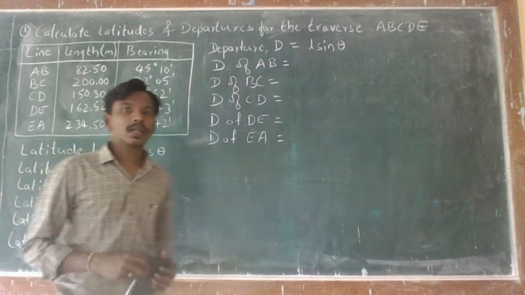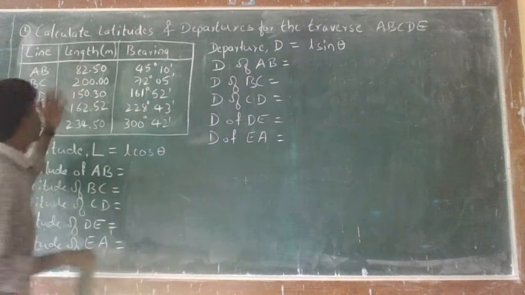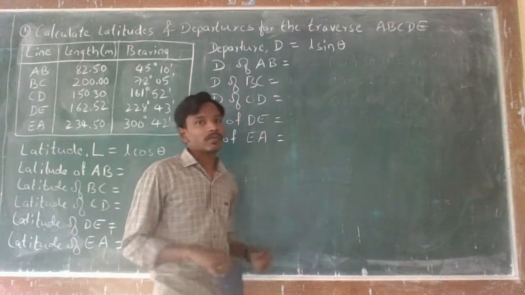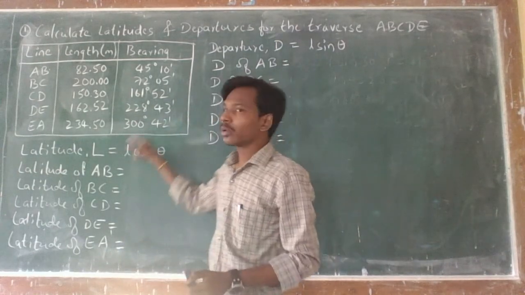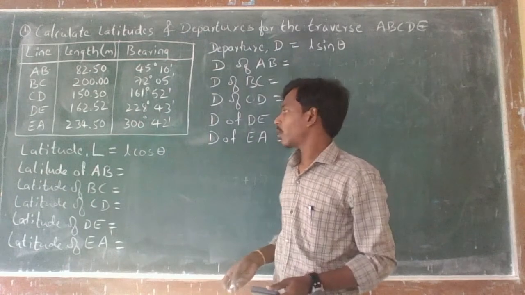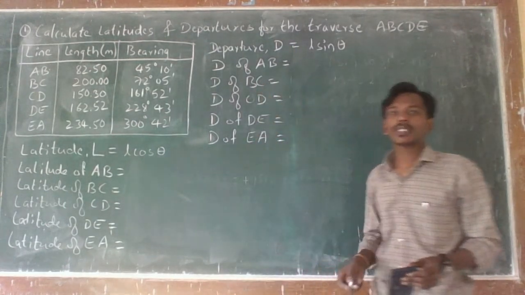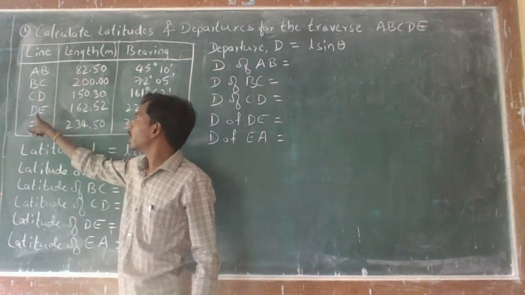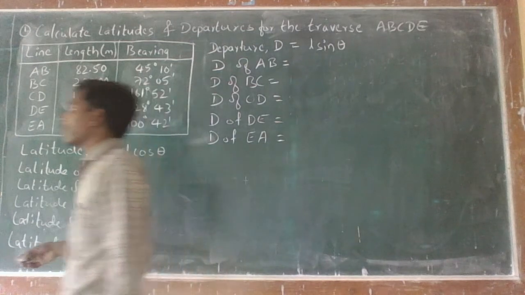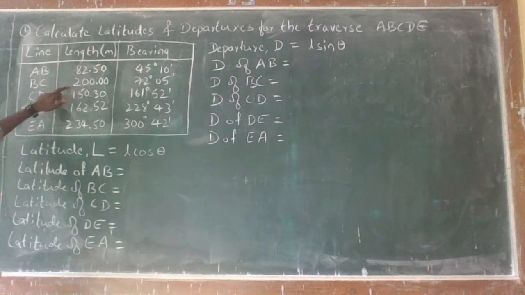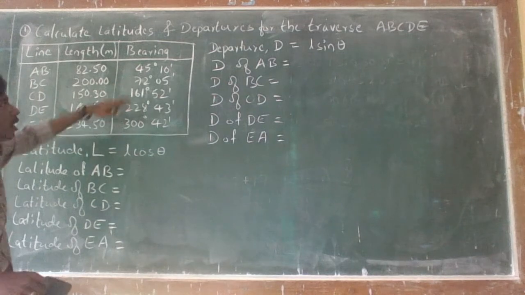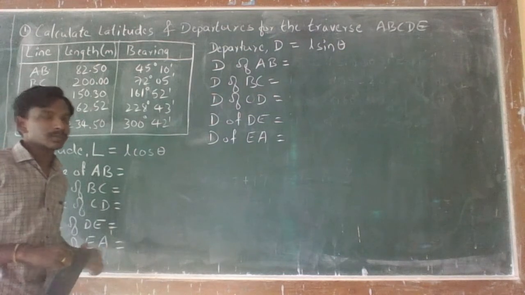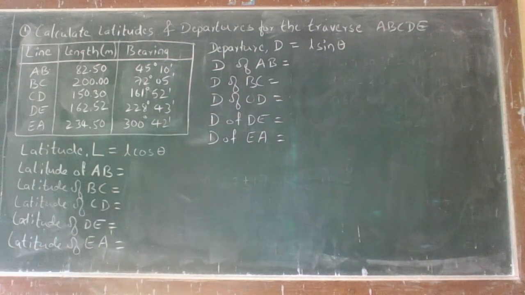So let's move to the next problem. Here they have given a traverse A, B, C, D, E. So for the given traverse, we have to calculate the latitudes of the traverse sides and the departures of the traverse sides. So they have given all the traverse sides AB, BC, CD, DE, and EA, and they have given their respective lengths and the bearings. Here in this question, the bearings are given in the whole circle bearing system. So let's calculate the latitudes.